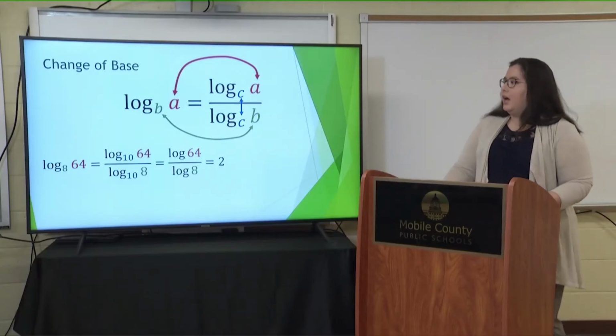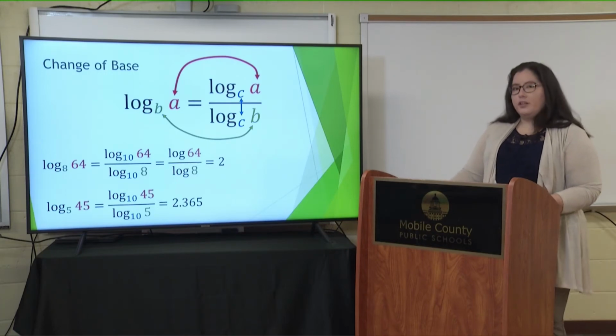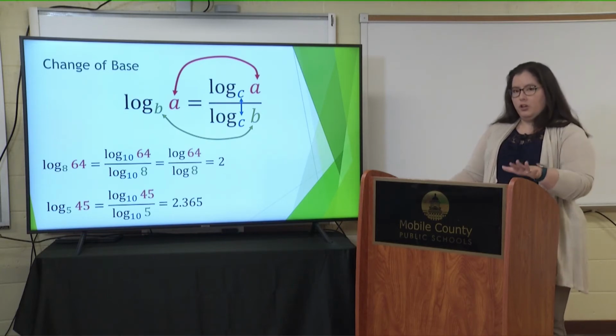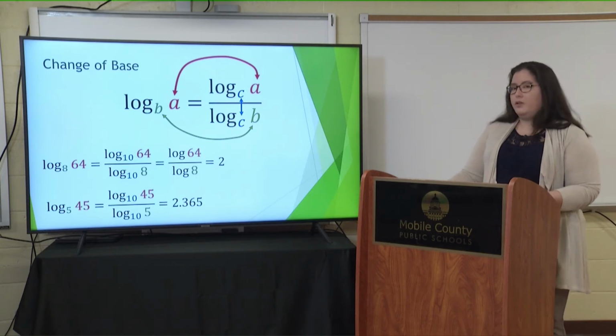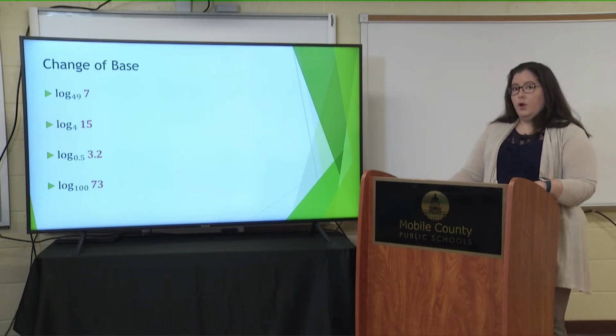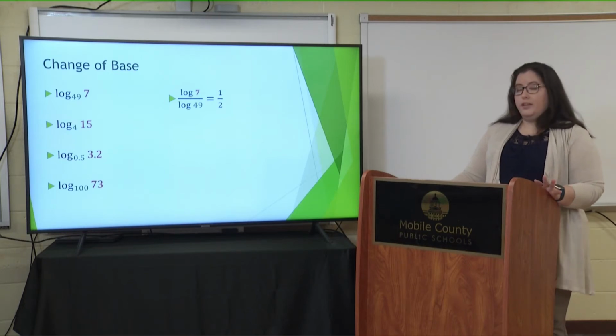All right, so hopefully you got 2. I'd like you to try this one and make sure that you can get the same answer. I do have some more because I want to look at what's going on, and hopefully you can see some patterns. Right, so log base 49 of 7. Hopefully you should know that it is 1/2 or 0.5 if you're trying it in your calculator.